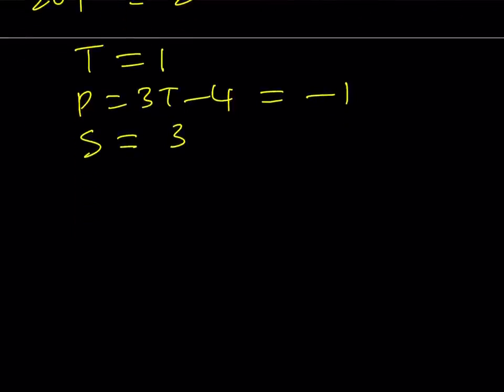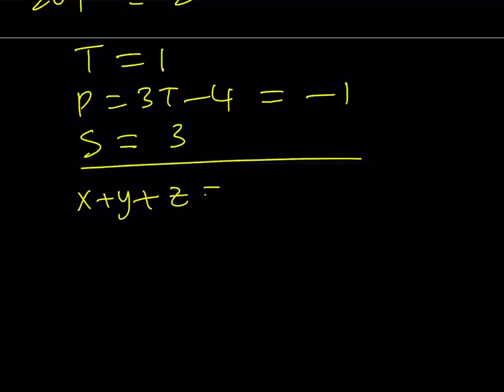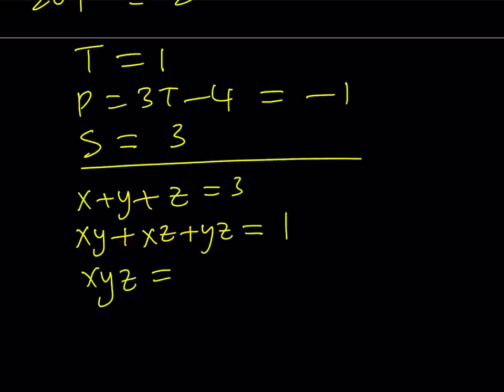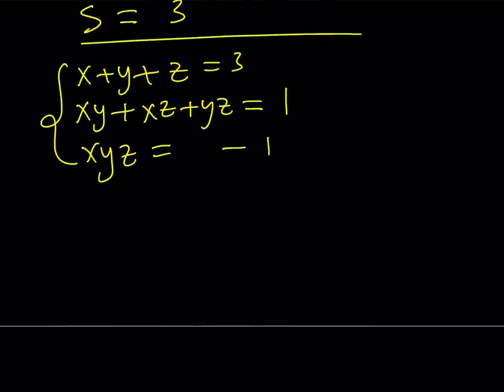You know what that's supposed to mean? I know the sum of x, y, z, which is 3. I know the two-way products, which is t, and I know the product, which is equal to p, and that's -1. So it's kind of like using Vieta's formulas, but kind of backwards. We can basically write a cubic equation which satisfies these conditions.